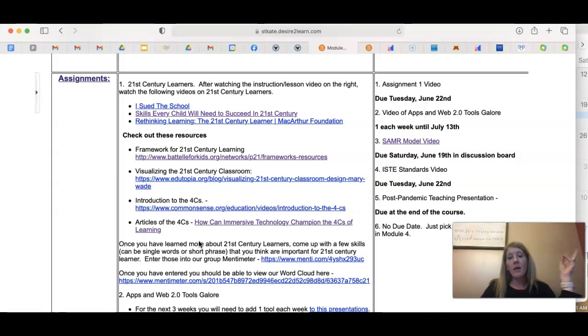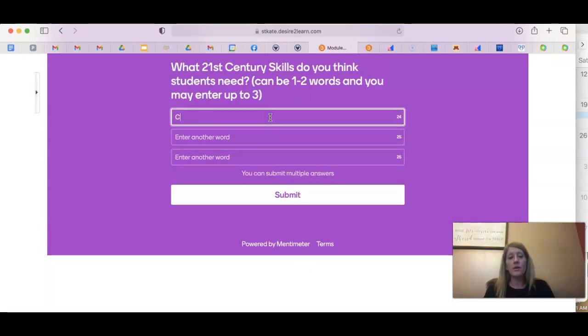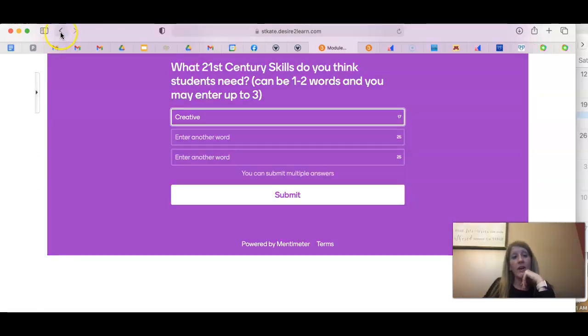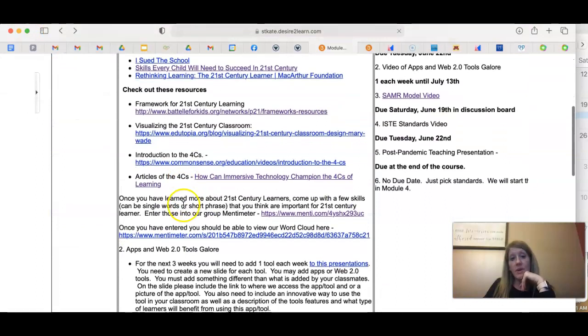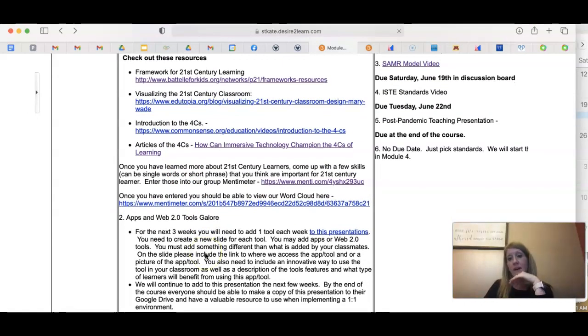So you can pick up to 3, and then you're going to go into Mentimeter, and you can enter your words in here, okay? So I'm going to say creative or whatever, and I can put those right in there, and then I would click submit. Once I am done with that, it's going to make us a word cloud for our class, and you should be able to view that by clicking on this link, but we're going to take a look at that in Module 4.